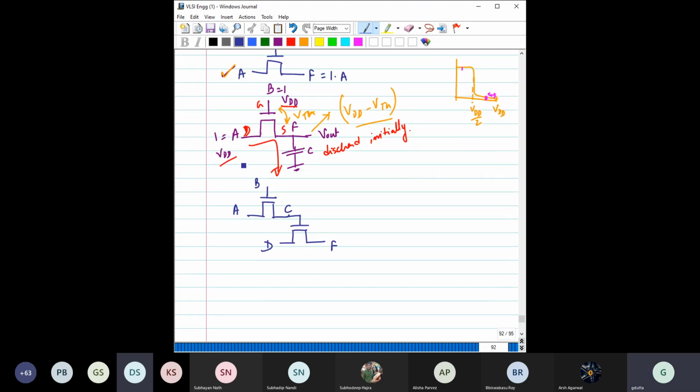If you connect it now like this, the situation would become even worse, because here there will be, say that all are equal to 1. Then there will be one threshold voltage drop, so that means it is VDD minus VTH. And again here there will be one threshold voltage drop. So the overall would be VDD minus 2 VTH if the threshold voltages are the same.